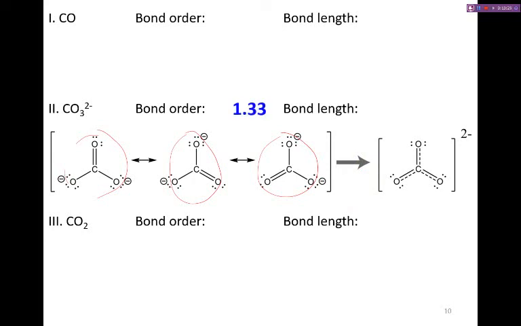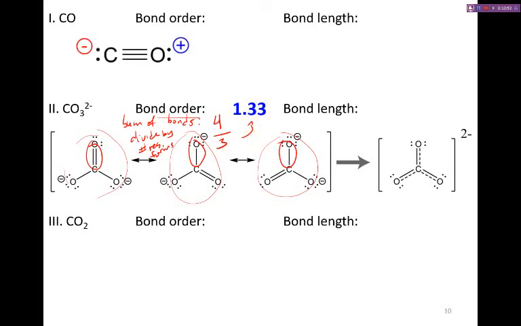It has a bond order of 1 1/3. Again, you can calculate that by summing up the bonds between any 2 elements, which is 4, and divide by the number of resonance forms, which is 3. That gets us 1 1/3. When you draw the Lewis structures of carbon monoxide, you see that it has a bond order of 3, and carbon dioxide has a bond order of 2.